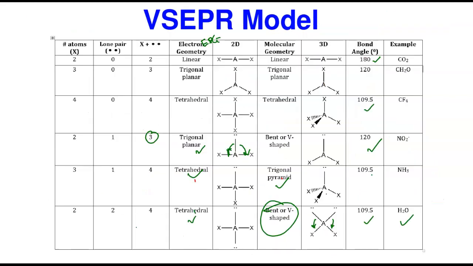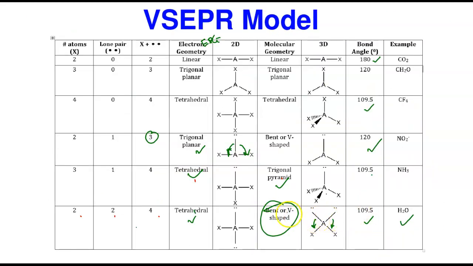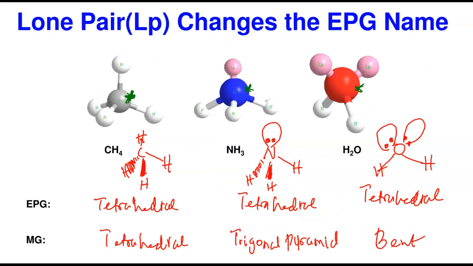And finally, if there are 4 attachments, 2 lone pairs and 2 atoms, that's exactly what we have there. There are 2 hydrogen atoms, so this is going to give us what? Bent. Remember, this is what we have here. This becomes bent or V-shaped. So what I am trying to say is that it is only when the central atom has a lone pair that the EPG name changes from the molecular geometry name. Only when there's a lone pair. If there's no lone pair, like we see here, they remain the same.